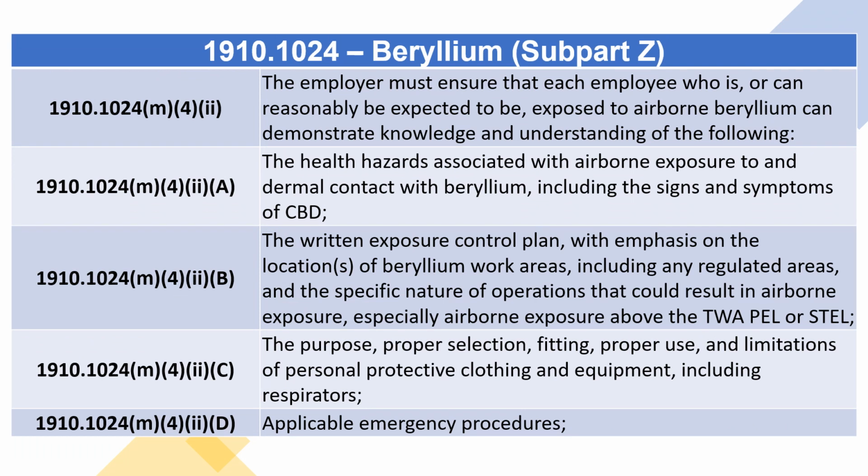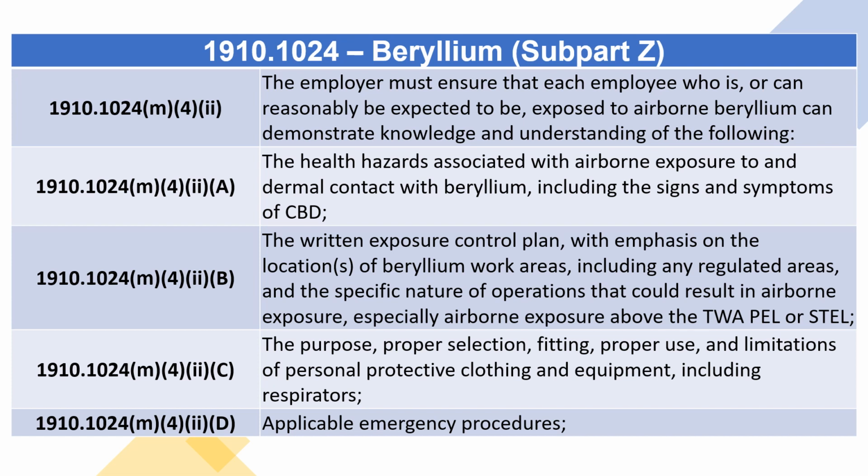1910.1024 M4 ii: The employer must ensure that each employee who is, or can reasonably be expected to be, exposed to airborne beryllium can demonstrate knowledge and understanding of the following: M4 ii A through I. The health hazards associated with airborne exposure to and dermal contact with beryllium, including the signs and symptoms of CBD. The written exposure control plan, with emphasis on the locations of beryllium work areas, including any regulated areas, and the specific nature of operations that could result in airborne exposure, especially airborne exposure above the TWA PEL or STEL.